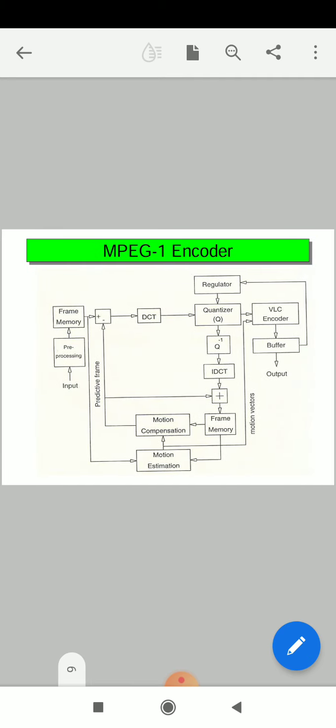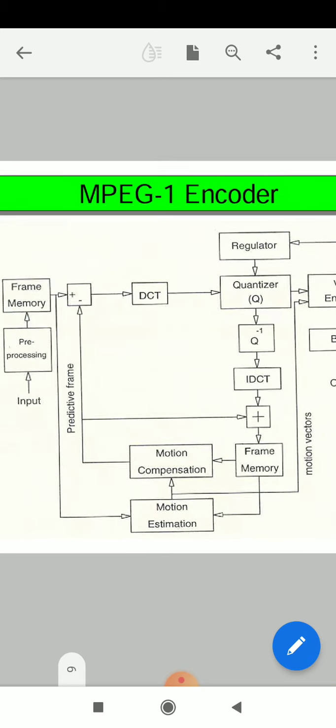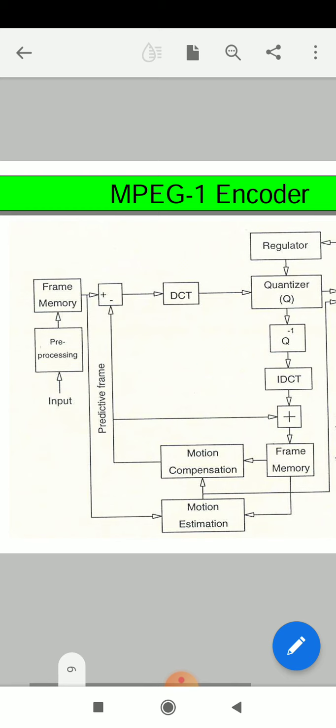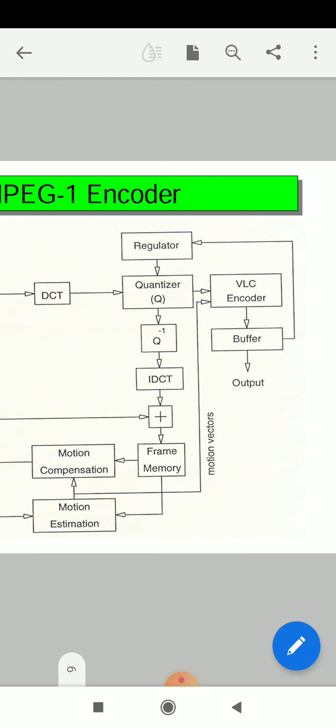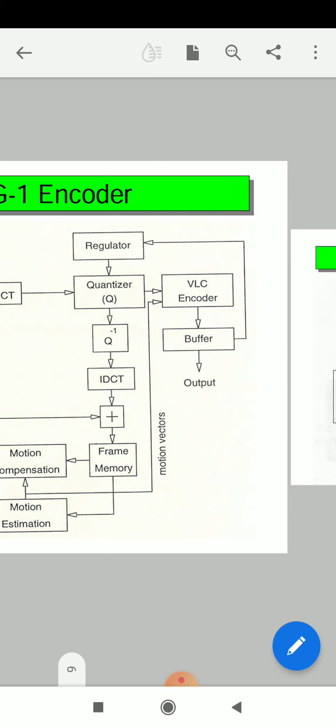This slide shows the block diagram of the encoder. Here we are using pre-processing and frame memory. We give the input signal, it is pre-processed, and the pre-processed signal is given to frame memory. After that it goes to DCT. From the DCT we get the quantized signal, and we also find the inverse DCT form, and work with the motion compensation and motion estimation signal. Finally we encode with VLC and get the output from the buffer.